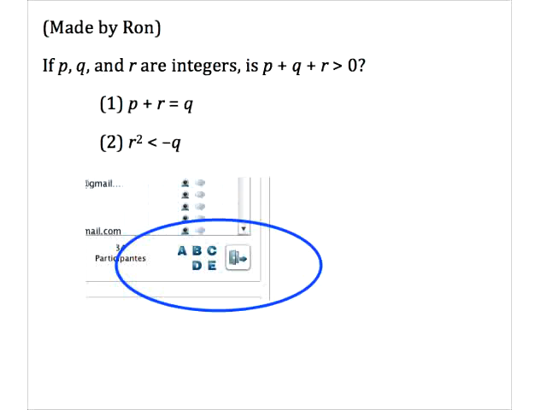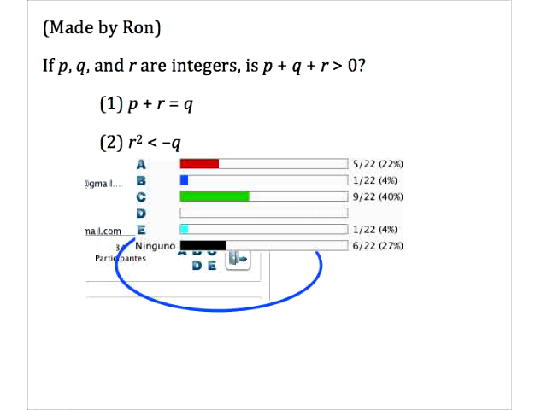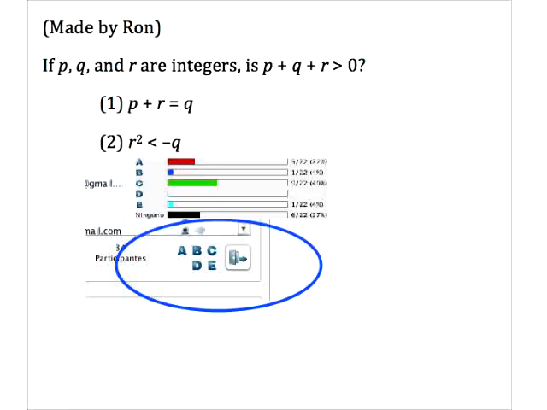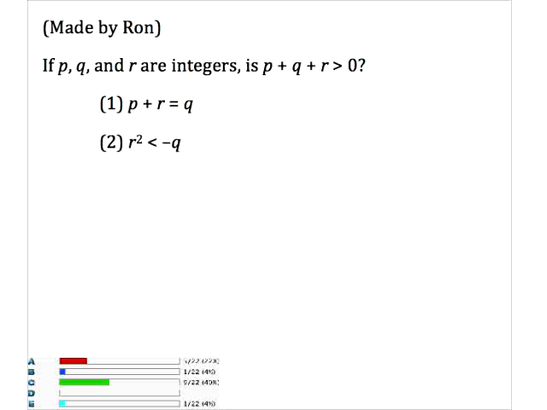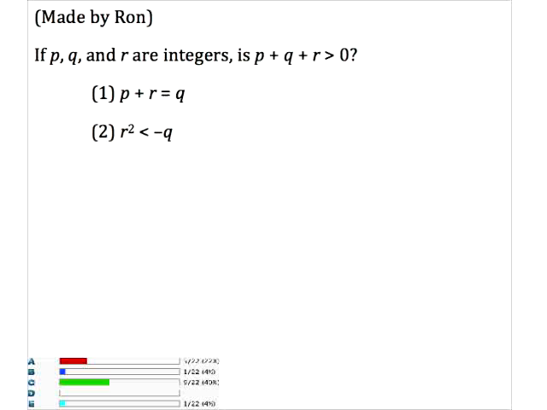Okay, here are your class statistics. There are quite a few people who seem to be marked away at the moment, so hence the glut of non-answers there at the bottom. But we have some opinions here, most of which are A and E. Let's go ahead and take a look. So if P, Q, and R are integers, is P plus Q plus R greater than 0? Is the question.